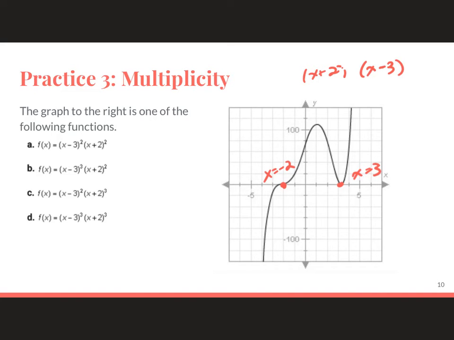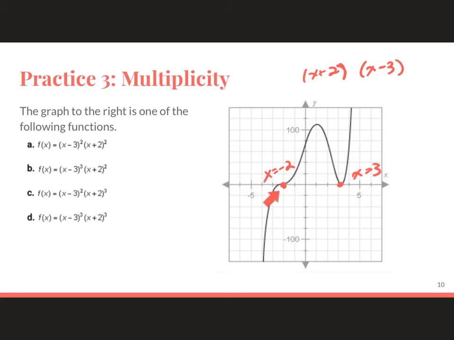Now I want to determine the multiplicity. When I look at x equals -2, I know that my multiplicity is going to be odd because I'm passing through the x-axis. It's not going to be an even number because, like we talked about before, if we have a multiplicity of an odd number, then we know that we're passing through the x-axis. And that directly corresponds with the exponent of this factor.